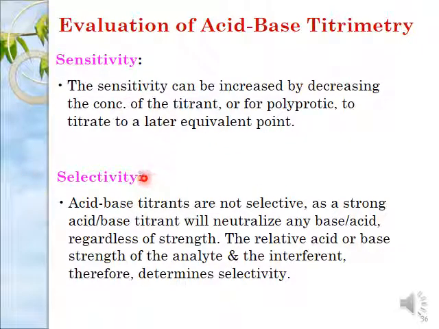In terms of selectivity, acid-base titrations are not selective. As long as you have acid and base, it is good enough, provided the titrant is strong. Unlike gravimetric analysis that you have covered, for nickel with dimethylglyoxime, for example, DMG, it is very specific. DMG only reacts with nickel. Like acid-base titrants, they are not selective as long as you have acid and base, provided the titrant is a strong type.